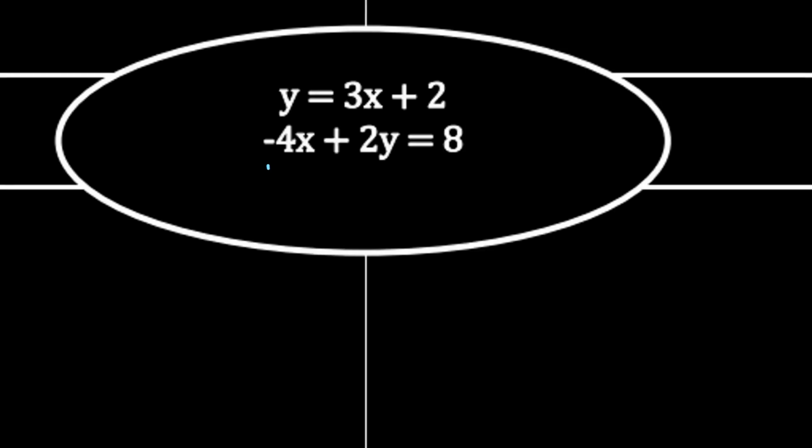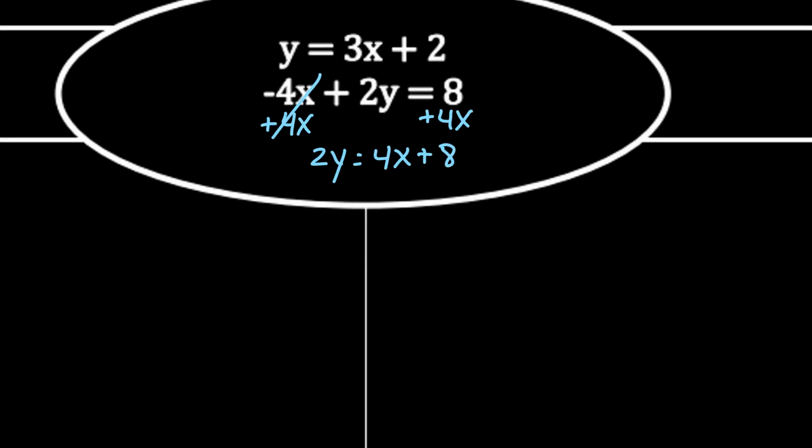So I'm going to first add 4x over. Can the 8 and the 4x be combined? No. And then what do I do? Divide both sides by 2. So my equation is y equals 2x plus 4. Is this now graphable? Yeah.